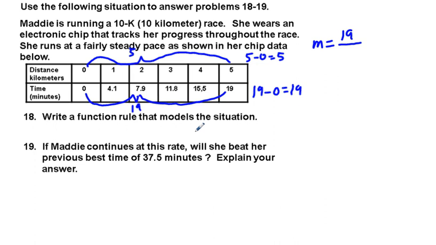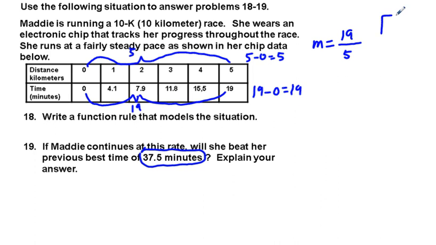Let's see what a function rule would find out. And she's running a 10K race. So we want kilometers per, or we want distance divided by time, right? We want distance divided by time. And we want the best time of 37 minutes. So we want time divided by distance, don't we? So time divided by distance.